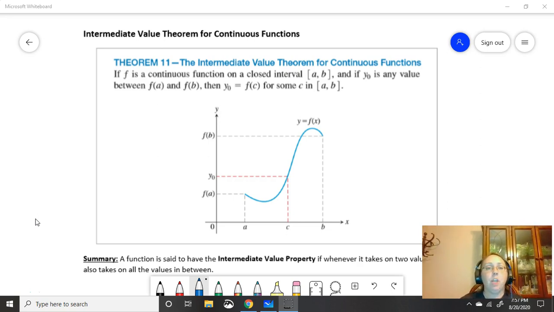So, theorem. The intermediate value theorem for continuous functions. The continuous requirement is extremely important for the intermediate value theorem, as you're going to see in a minute. So I'm going to read the statement for the theorem, and then we're going to talk about what it means.